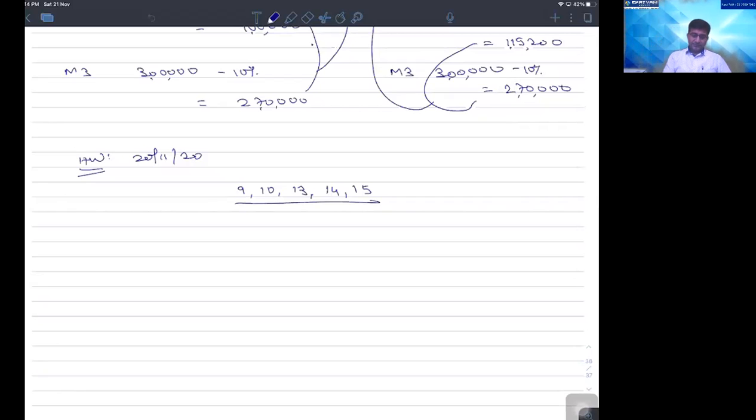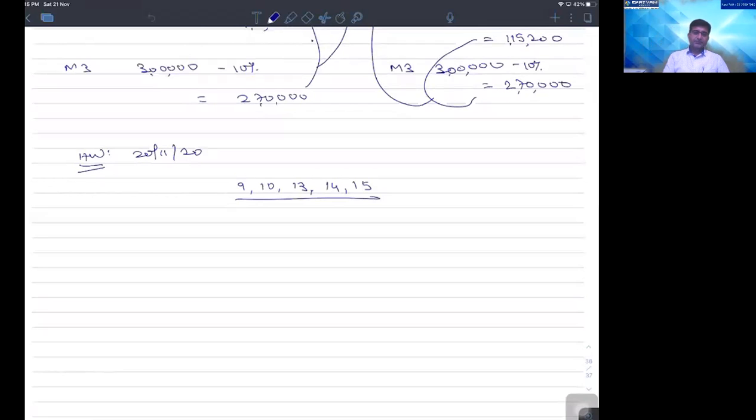Yes, the next one. 9 lakh minus 4% divided by, what is the sum of digits for that? 120 into remaining useful life plus 1. So 11 plus 1, that is 12.